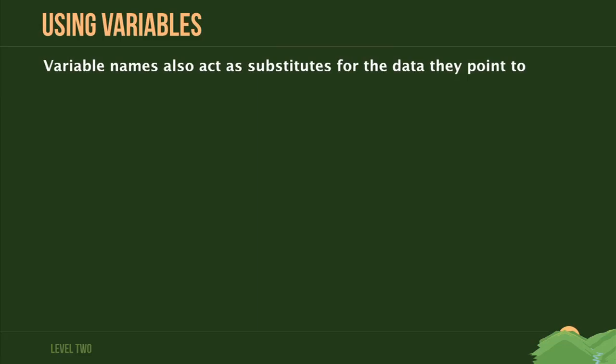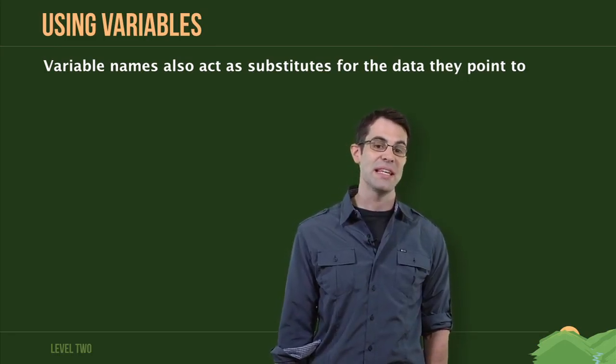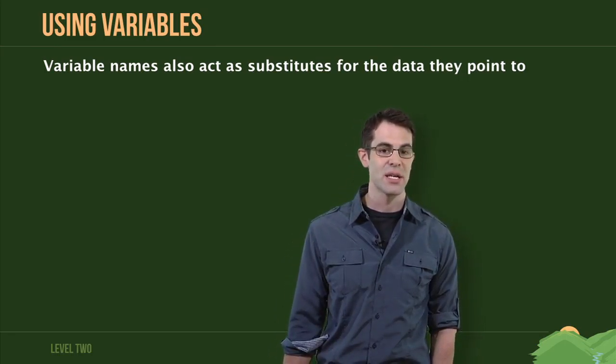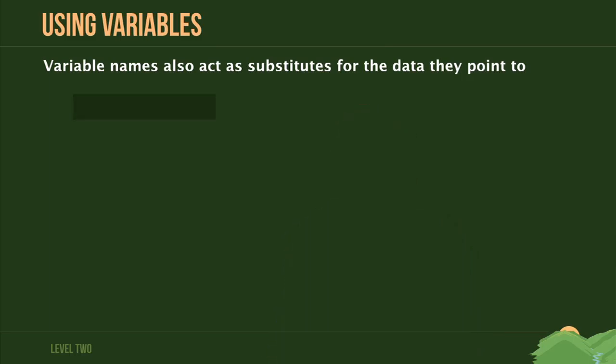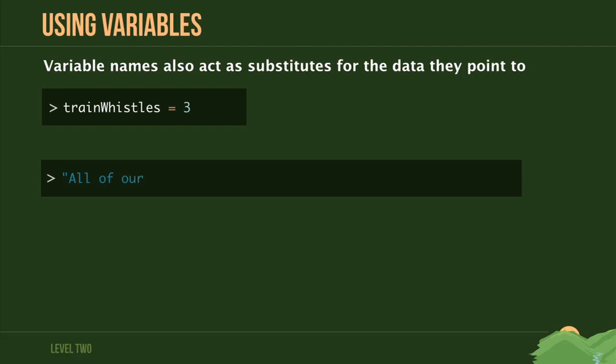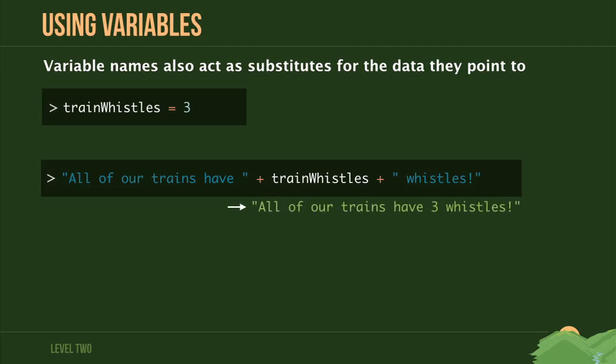Variable names can also act as substitutes for the data they point to. That means that I can use variables inside of concatenations with strings to refer to the data that's actually inside the variable. Here you can see a concatenation of "All of our trains have" with the variable trainWhistles and then the string "whistles". What happens in the output? All of our trains have 3 whistles. The variable name disappears, and instead, the data that the variable contains is placed inside the string.